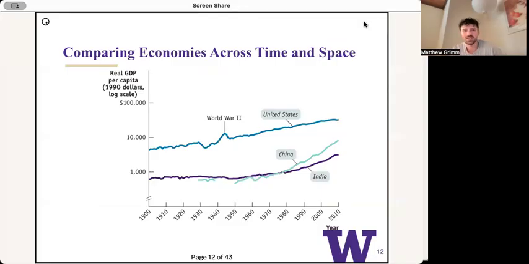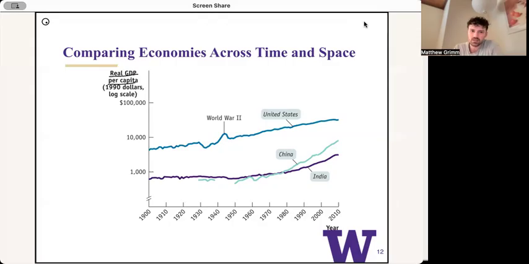Okay, next we're going to compare the economies across time and space. So now we're looking at real GDP per capita. Remember, per capita is adjusted per person, so it's the amount of GDP per person in your country. We have the United States, China, and India on this graph.